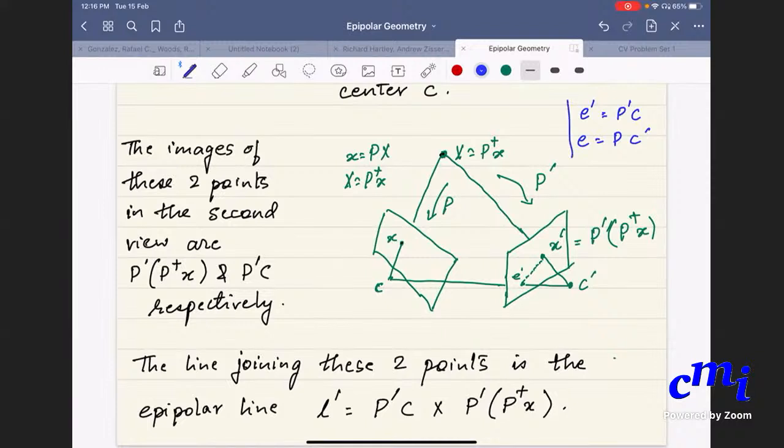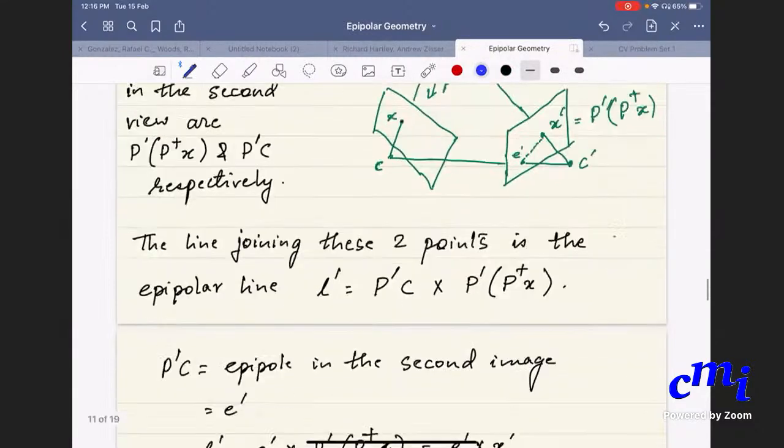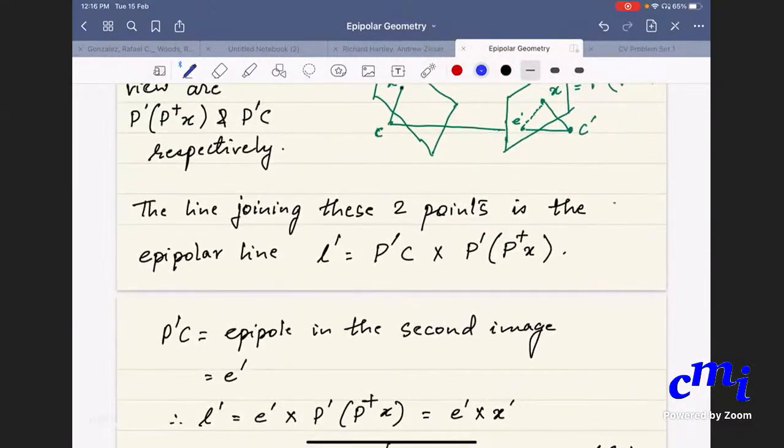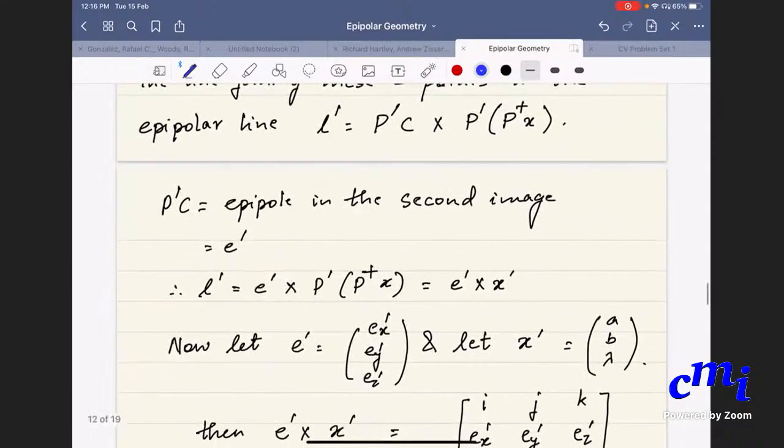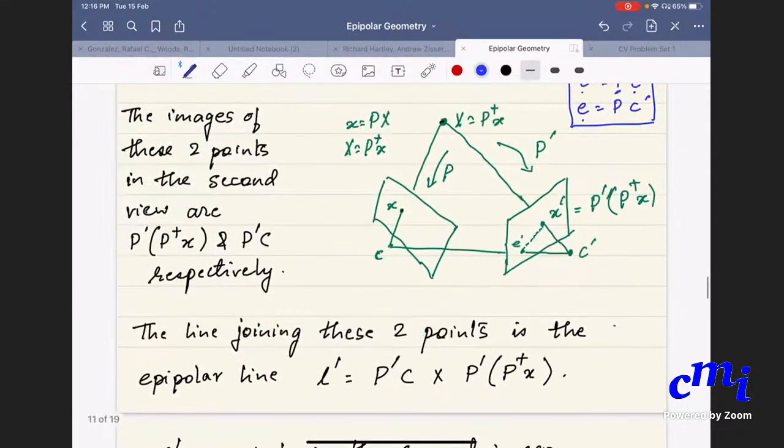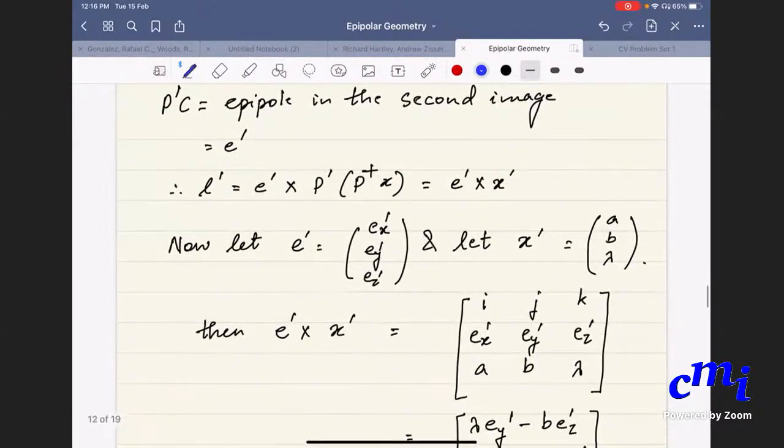So if you know the camera, which means you know the camera center and the camera matrix for both cameras, then you can find both epipoles. That's what this formula is saying. Coming back to the earlier computation, L prime is P prime C cross P prime P plus x. P prime C I'm going to replace by the notation E prime again, where E prime is the epipole.